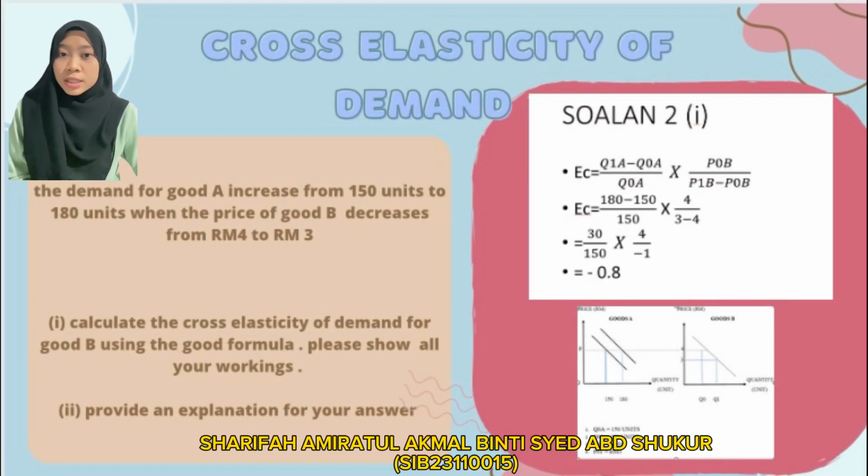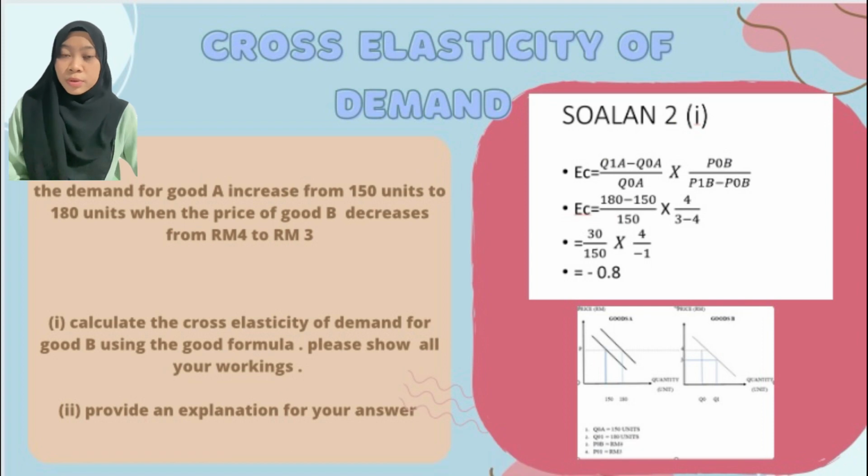The next question is: the demand for good A increased from 150 units to 180 units when the price of good B decreased from 4 ringgit to 3 ringgit. Calculate the cross elasticity of demand for good B using the given formula. So, this is the formula for cross elasticity of demand.